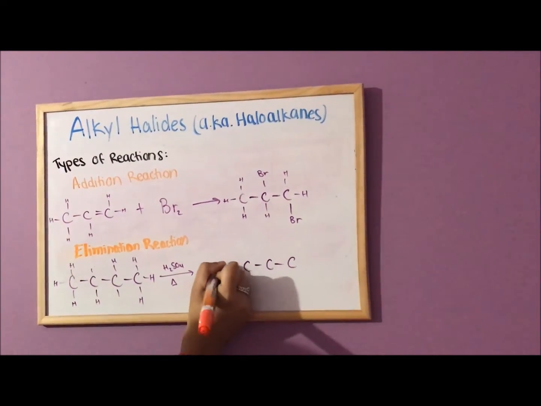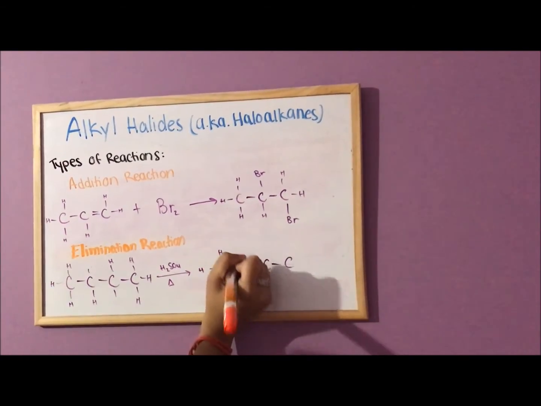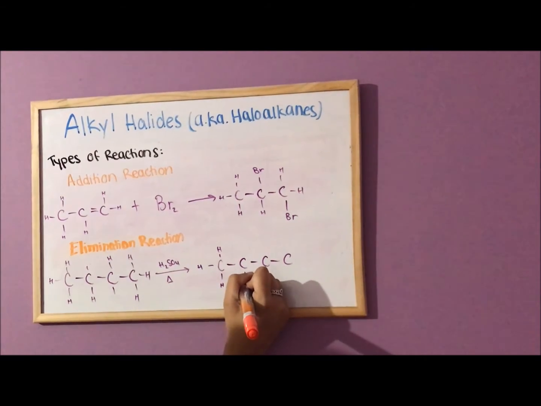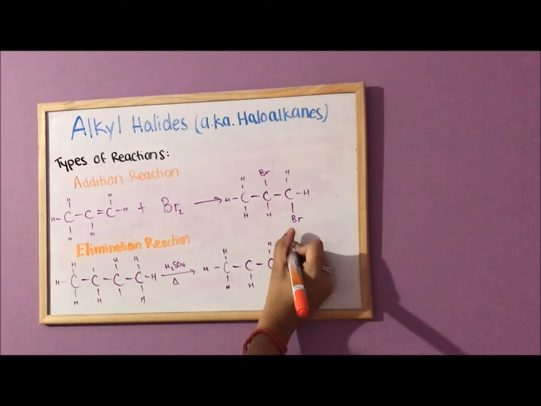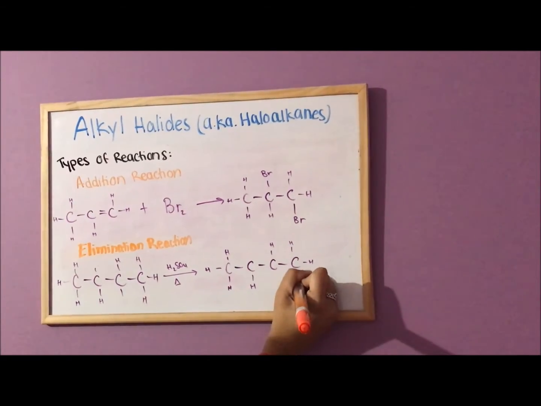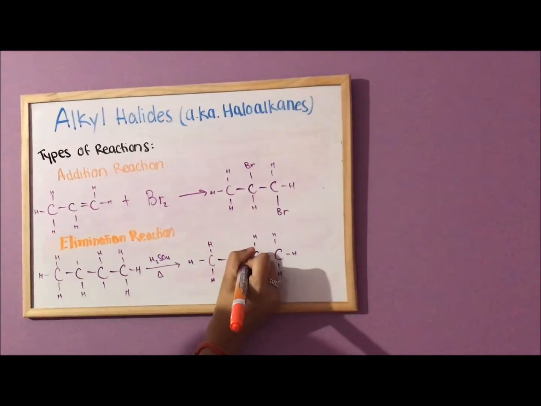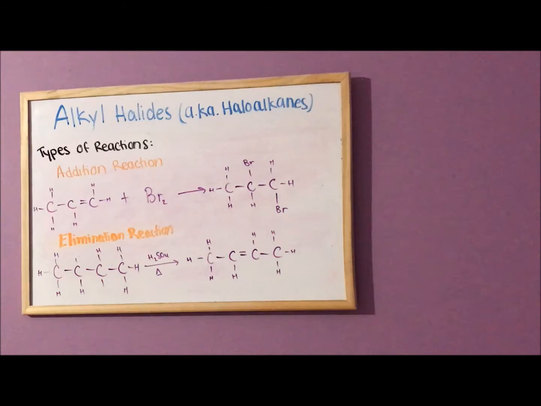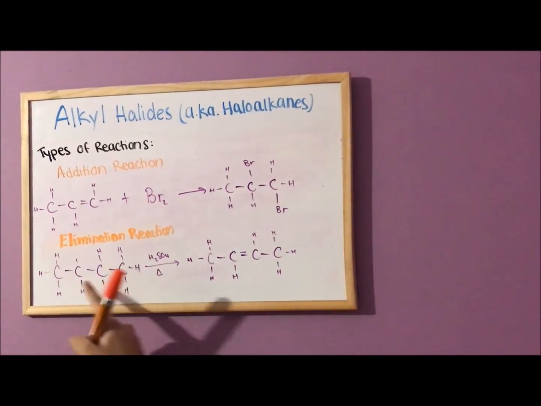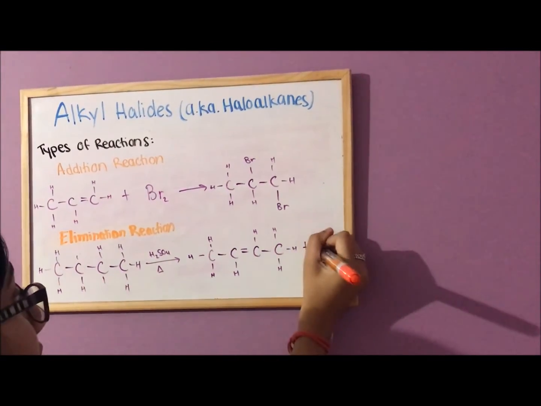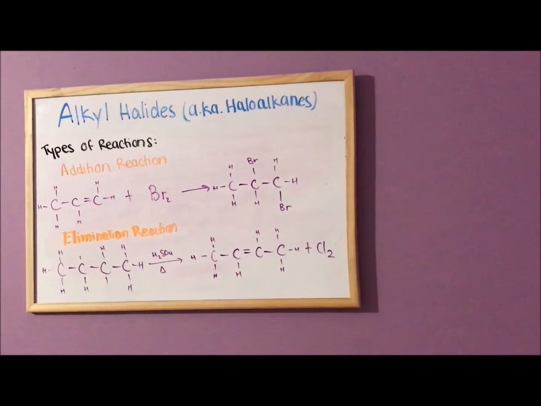So basically what would happen here is you still have your H's. However, because we lost the 2 chlorines here, there would be a double bond between the 2 carbons for it to be stable. So this would give us a product of butene. And then also because we lost 2 Cl's, it would go plus Cl2. So our products would be butene and chlorine.